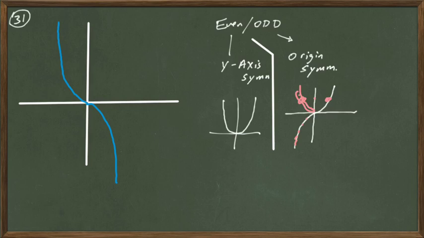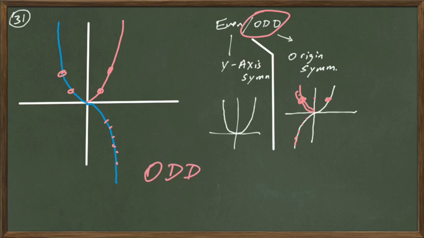Okay, how about this one? If I fold the x-axis, all this down here is going to move up here, right? Yes. And then if I folded it on the y-axis, would these points match up? So I think this one is in fact an odd function, just based on the graph.